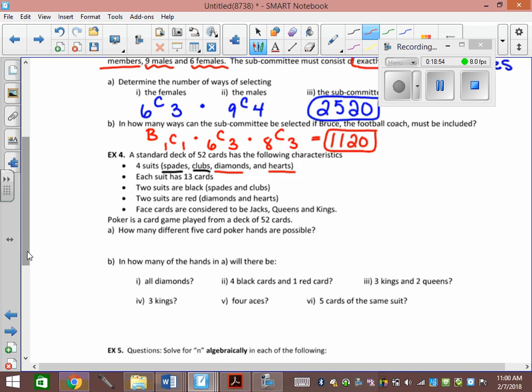The face cards are the ones with faces on them, which are jacks, queens, and kings. They're the royalty ones. Okay? So if there's 3, a jack, a king, and a queen in each suit, and there's 4 suits, there's actually 12 face cards total, right?